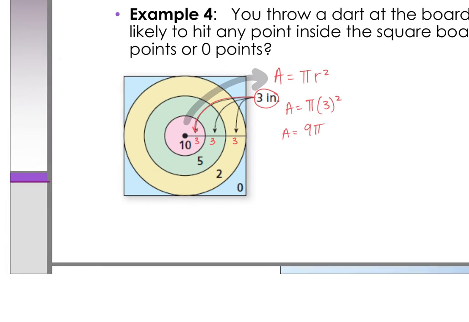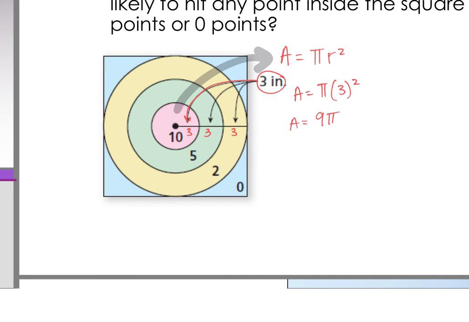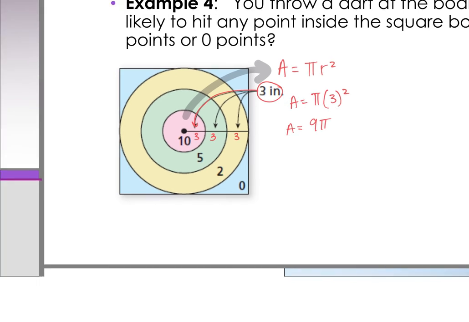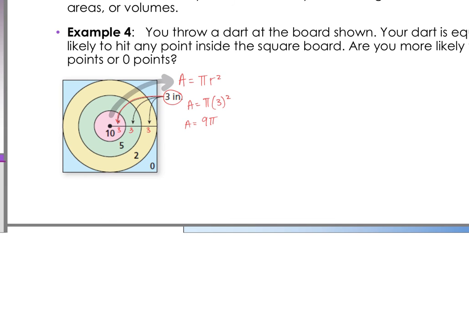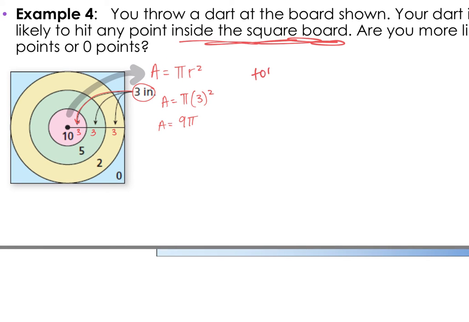Now, what is the sample space? How could we find the sample space? Like, what are all possible outcomes? Like, where could the dart land? It could land 0, it could get 2, or it could get 5, right? Or 10. So it could land anywhere inside the square board. So our sample space, the total outcomes, would be the area of the whole board.